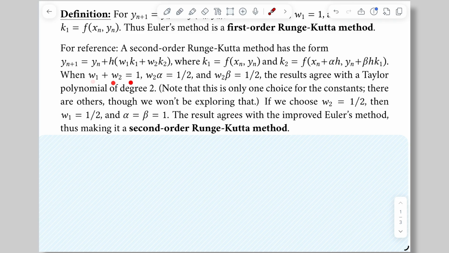If w1, w2 add up to 1, and w2 alpha is 1/2 and w2 beta is 1/2, then we end up with something that agrees with a second-degree Taylor polynomial. Particular choices for w2, w1, alpha, and beta give us the results that agree with the improved Euler's method. Again, I don't really want you to focus on all those details. I want you to focus on that structurally we are getting an approximation for a y value using a weighted average of slopes, and that the second slope was obtained after we got the first slope.